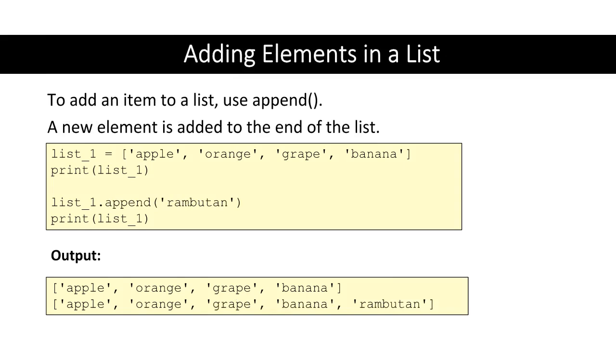To add a new item to a list, we use the append method. This adds the element to the end of the list, making it simple to grow our data collection. In this code, list_1.append(rambutan), the append function adds the new item to the end of the list. So the original list, apple, orange, grape, banana becomes apple, orange, grape, banana, rambutan.